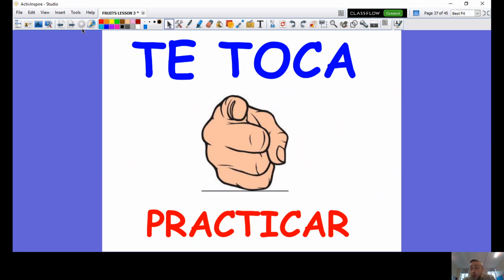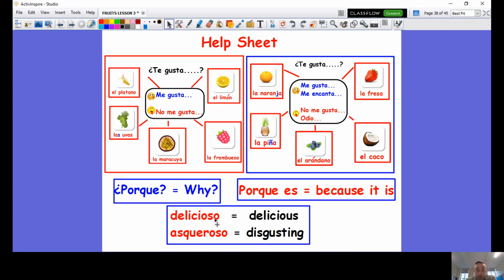Again, te toca. It's your turn to practice. Here is a help sheet. If you can print this, fantástico. But if you can't, again, that's okay, because all you need to do is pause the video and come back to this help sheet. This is the same help sheet as last week's with one difference. Now we've included our new fruits on this side. So let's have a look at our help sheet.